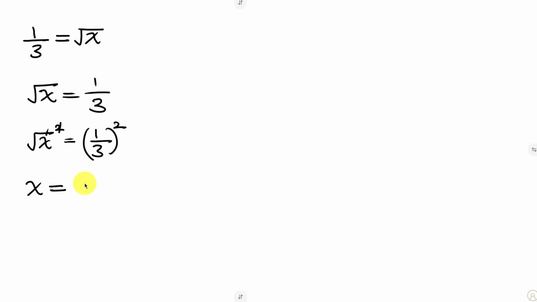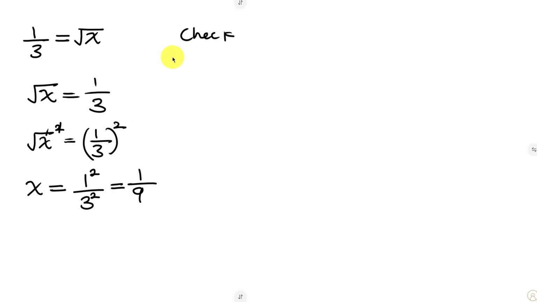So we have 1 to the power of 2 all over 3 to the power of 2. And this is equal to 1 to the power of 2 is 1, all over 3 to the power of 2 is 9. So we have another value for x, which is equal to 1 all over 9. Now let's check our solutions.